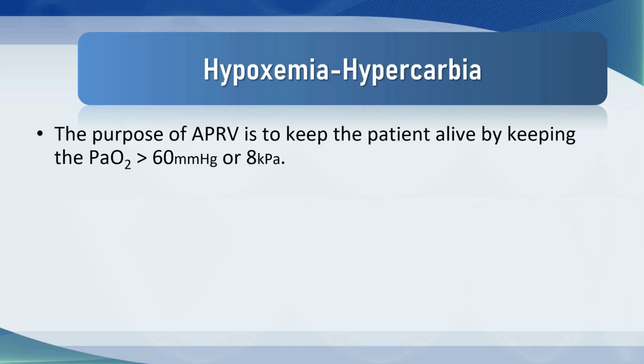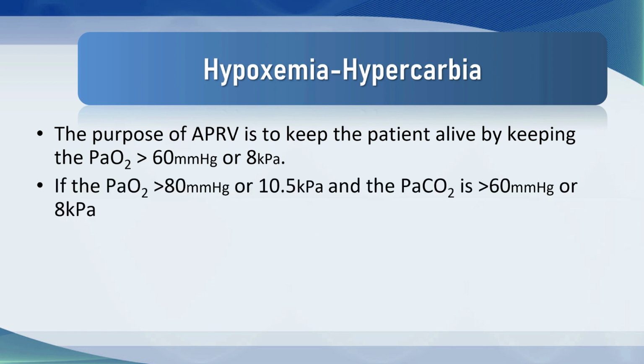The major purpose of APRV is to keep the patient alive by keeping the PaO2 at more than 60 millimeters of mercury or 8 kilopascals. Now, if someone has long-term hypoxic respiratory failure, they might tolerate something a little bit lower than that, but you're really into a danger zone. On the other hand, if by putting the patient on APRV, the PaO2 goes up to 80 millimeters of mercury or 10.5 kilopascals, and the PaCO2 is more than 60 millimeters of mercury or 8 kilopascals, well, now you have a little bit of wiggle room.